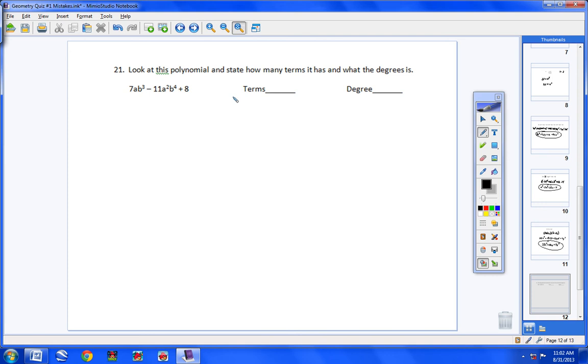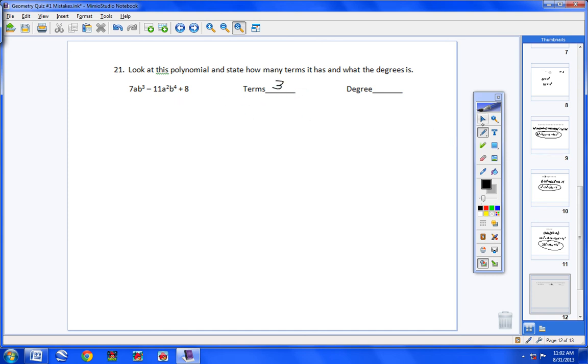Look at this polynomial and state how many terms it has and what the degree is. Well, first of all, I see one term, then a minus sign, another term, then a plus sign, and then another term. So first of all, there's three terms. Now, hopefully you know that by now. Positives and negatives divide an algebraic expression up into terms. So I have three terms.